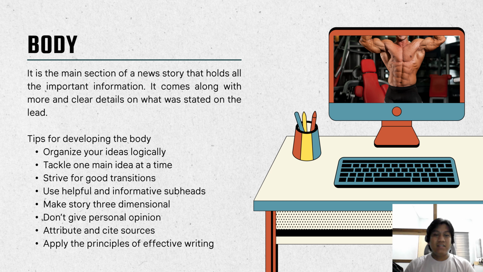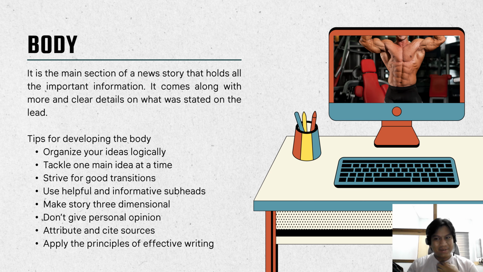Next is don't give personal opinion. Always remember that news should be factual. Just keep your personal opinion to yourself. Maybe you can use it later on your social media post, but not in news making. Next is attribute and cite sources. And lastly is apply the principles of effective writing. Being able to write effectively can help you become a good communicator.